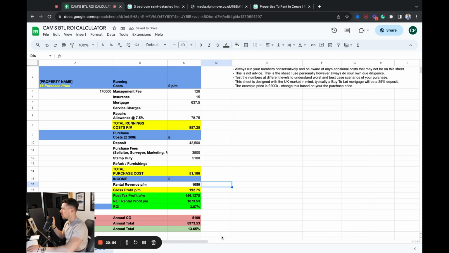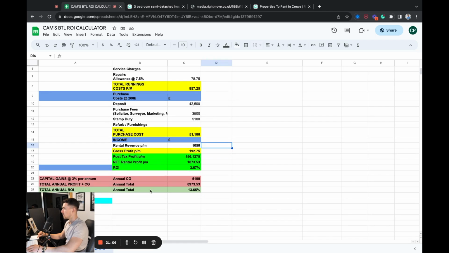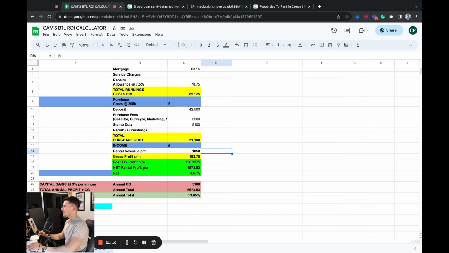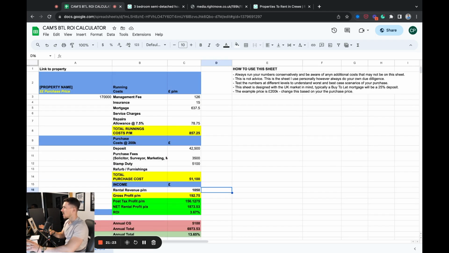That increases our annual profit to 1,873 on an annual basis, and the ROI to 3.6%, and the total ROI with capital gain to 13.65%. So the numbers are starting to look a little bit better now. I think this property could achieve 1,050. I think that is realistic. The gross profit per month now is at 192, which is a lot better than we originally had. And now this deal is starting to look a little bit promising.